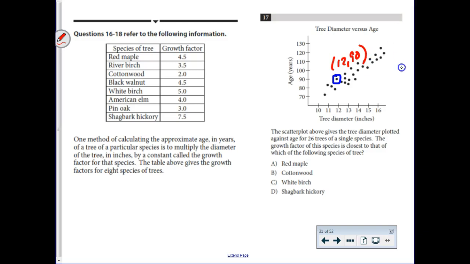So here's what has to happen, guys. If we find the age of the tree by taking the diameter and multiplying it by the growth factor, well, you should be able to find the growth factor by taking the age of the tree and dividing by the diameter. So the age of this particular tree is 90, and we're dividing it by this diameter, which is approximately 12. And it's not going to be a pretty number, I don't think. What is that?